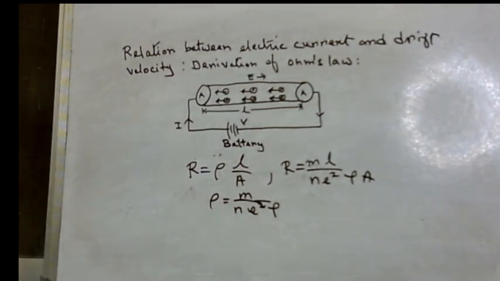If you look at it very carefully, you'll find that rho is independent of the dimensions of the conductor, but depends on two parameters. Number one, small n, the number of free electrons per unit volume, or simply the electron density of the conductor. Number two, relaxation time tau, the average time interval between two successive collisions of an electron.